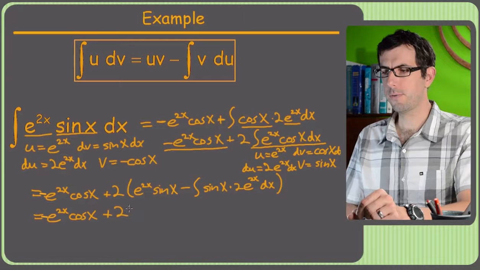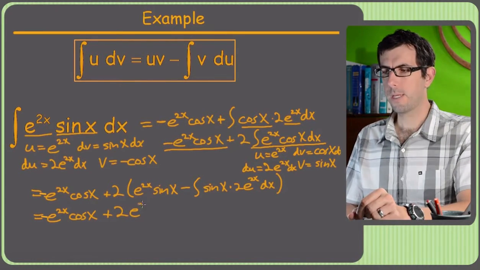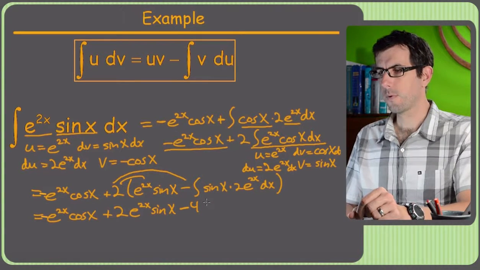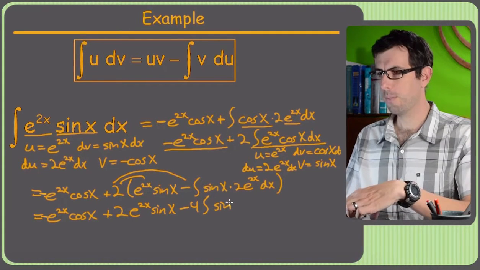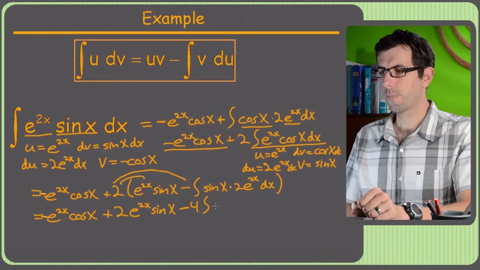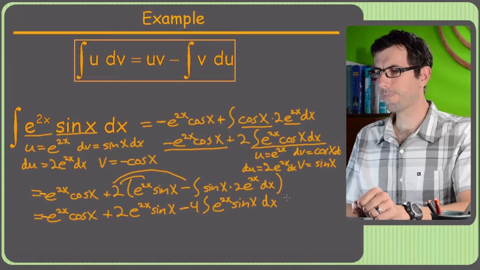So we got plus 2. I'll distribute in this 2. Why not? So plus 2 e to the 2x sine x minus, and then I've got 2 distributed in, so minus 2 times this 2, so that's minus 4 times the integral of, oops, I might want to put the e in front, e to the 2x sine x dx.